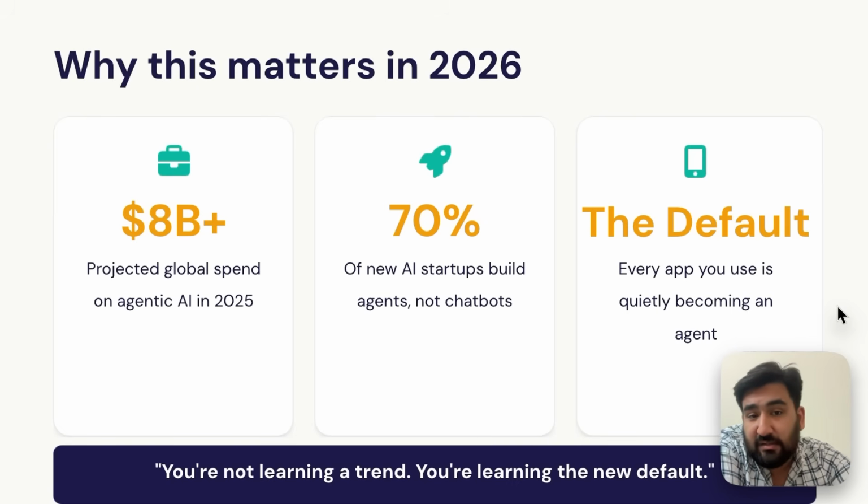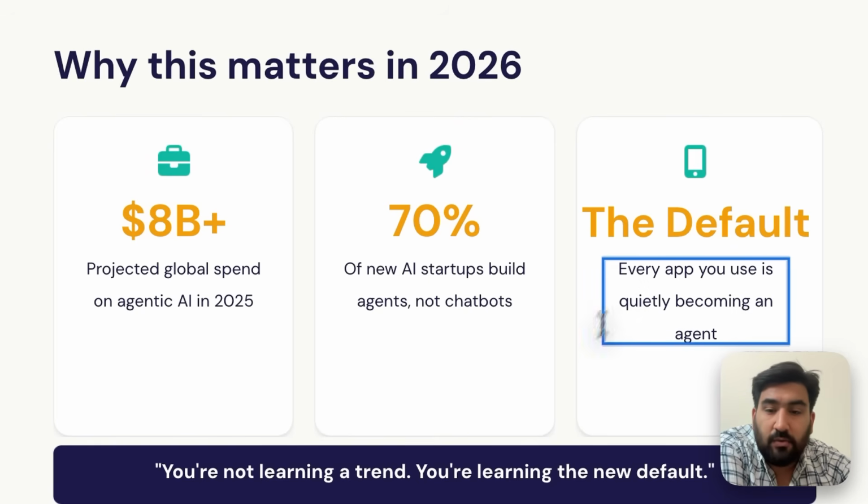So here is the line I want you all to remember and maybe write down: you are not learning a trend, you are learning the new default. The skills you pick up today are going to be table stakes in the job market by the time you graduate. With that, let us learn the actual work, which is module 1.